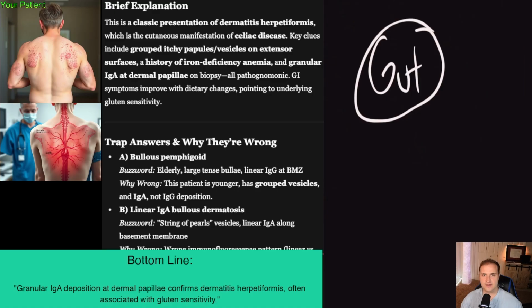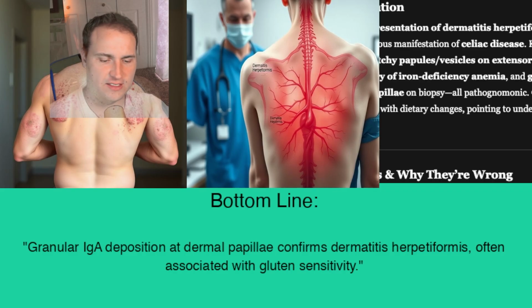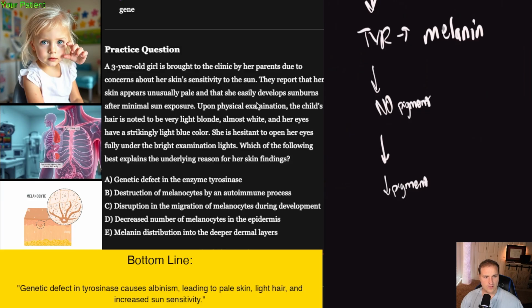All right, so there's the explanation. Basically, you get those immune complexes formed at the cross-reactive IgA antibodies because you mistake the skin for the gluten targets. The body's stupid. And the bottom line is granular IgA deposition at the dermal papillae confirms dermatitis herpetiformis, often associated with gluten sensitivity. All right, here's the next practice question.